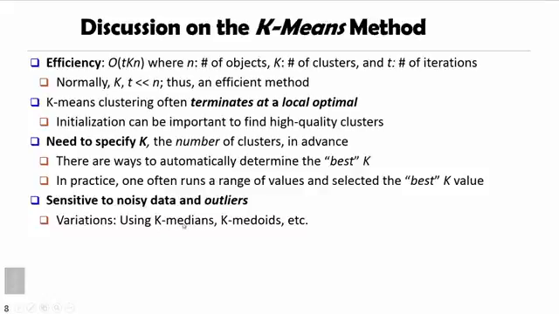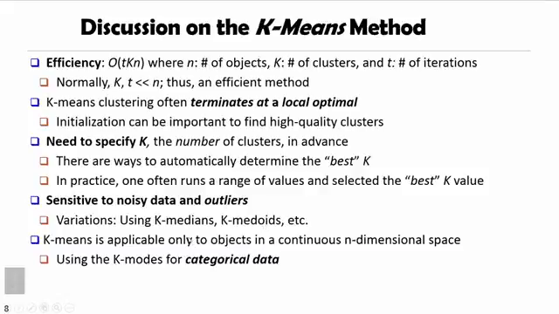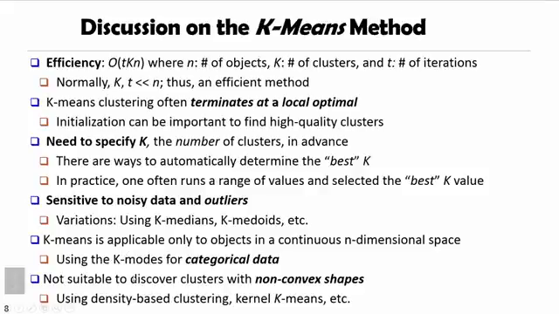Then, k-means is quite sensitive to noisy data and outliers. So there are variations like the k-medians or k-medoids algorithms that try to overcome this outlier or noisy data problem. Another thing is that k-means works only on objects in continuous, that means numerical, data in n-dimensional space. How do we handle clusters on categorical data? People invented an alternative called the k-modes algorithm.